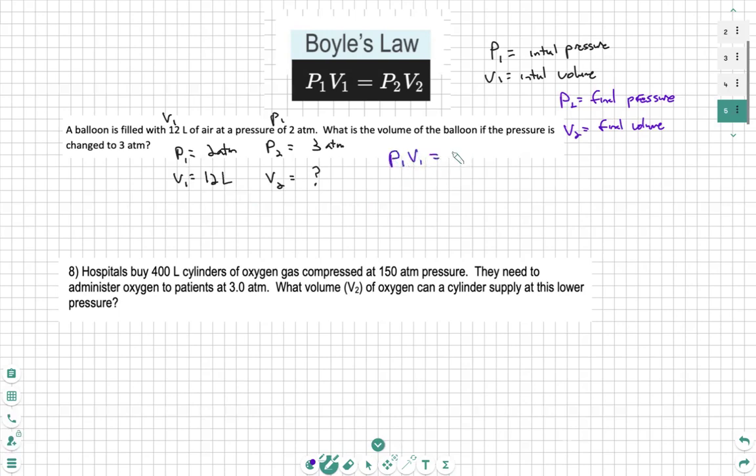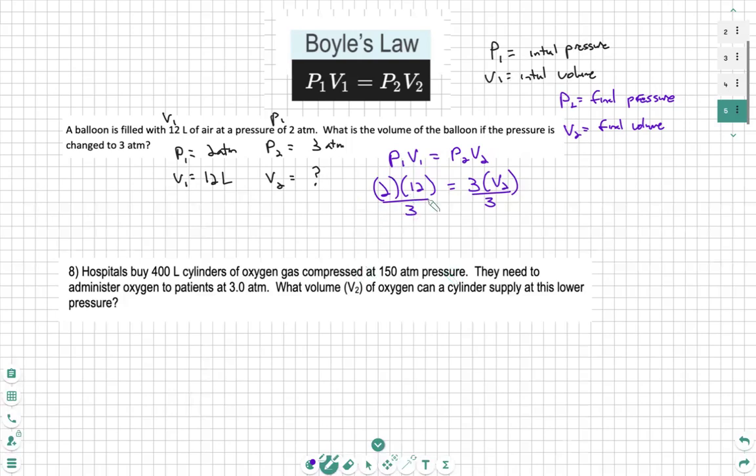P1 V1 equals P2 V2. We can just start solving. 2 times V1, which is 12, equals P2, which is 3, times V2, which is what we're looking for. We'll divide both sides by 3, just so you get everything on one side. And then you can put this into a calculator. So that is pretty straightforward.